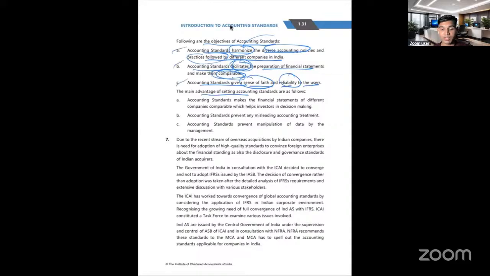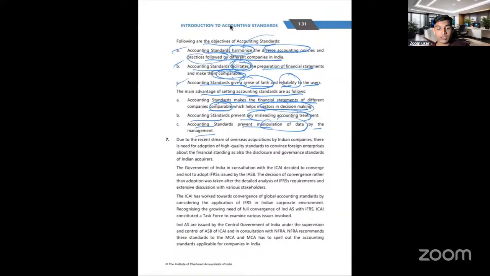Then the main advantages of setting accounting standards are as follows. Accounting standards make financial statements of different companies comparable, which helps the investor in decision making. Then accounting standards prevent misleading accounting treatment. Then they prevent manipulation of data by the management. So these are the advantages of setting accounting standards.